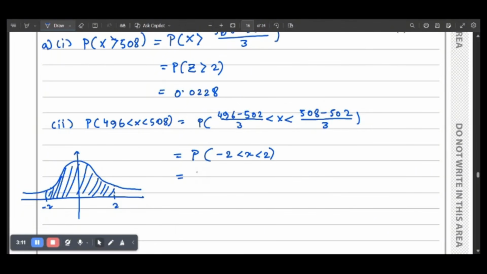We can see that the region that is required from us is this, as highlighted. To find the probability of this region, we have to take the probability of x less than 2 and subtract the probability of x less than minus 2.